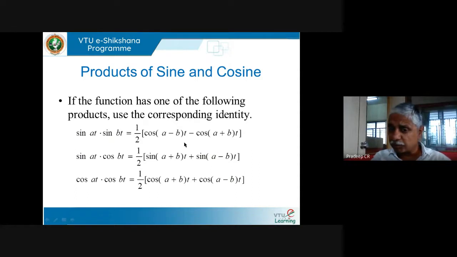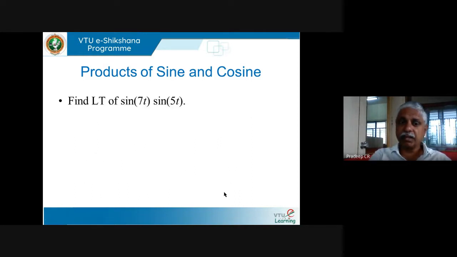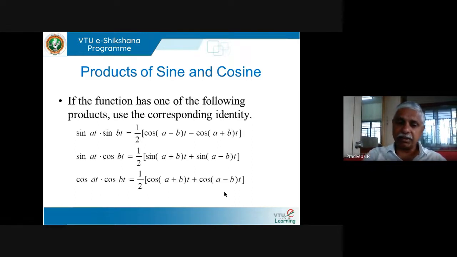These three formulae you must remember. Even if I wake you up at night at 12 o'clock and ask you, you should be able to tell immediately. These three are very important formulae. All these trigonometric identities are very important, which you have left out in the past. You better learn all these things if you want to get marks in your Laplace transform. And it will be useful because even in future you will need this. So don't drop them in this course. Let me give an example of how to use this.